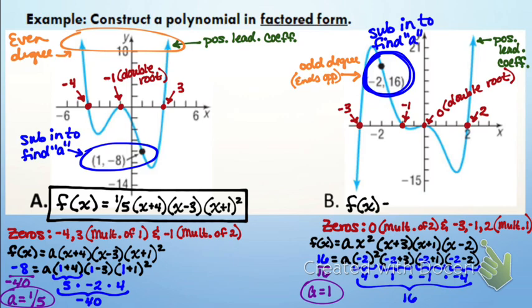So a possible function rule for this graph: f of x equals x squared times x plus 3 times x plus 1 times x minus 2.